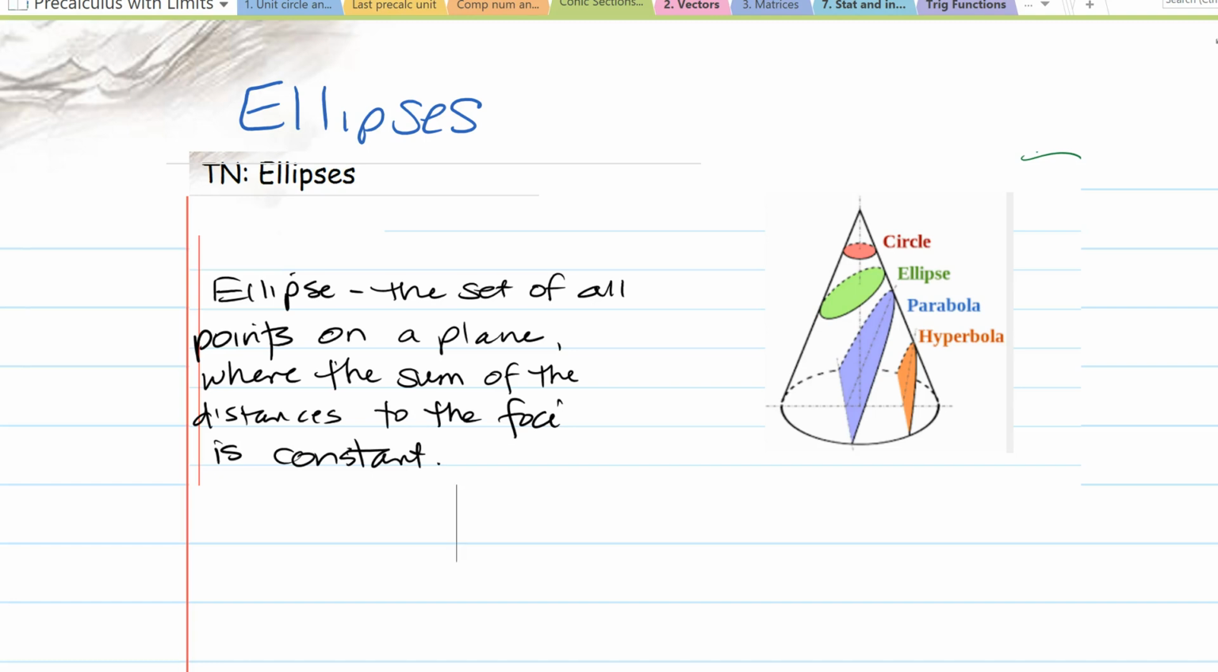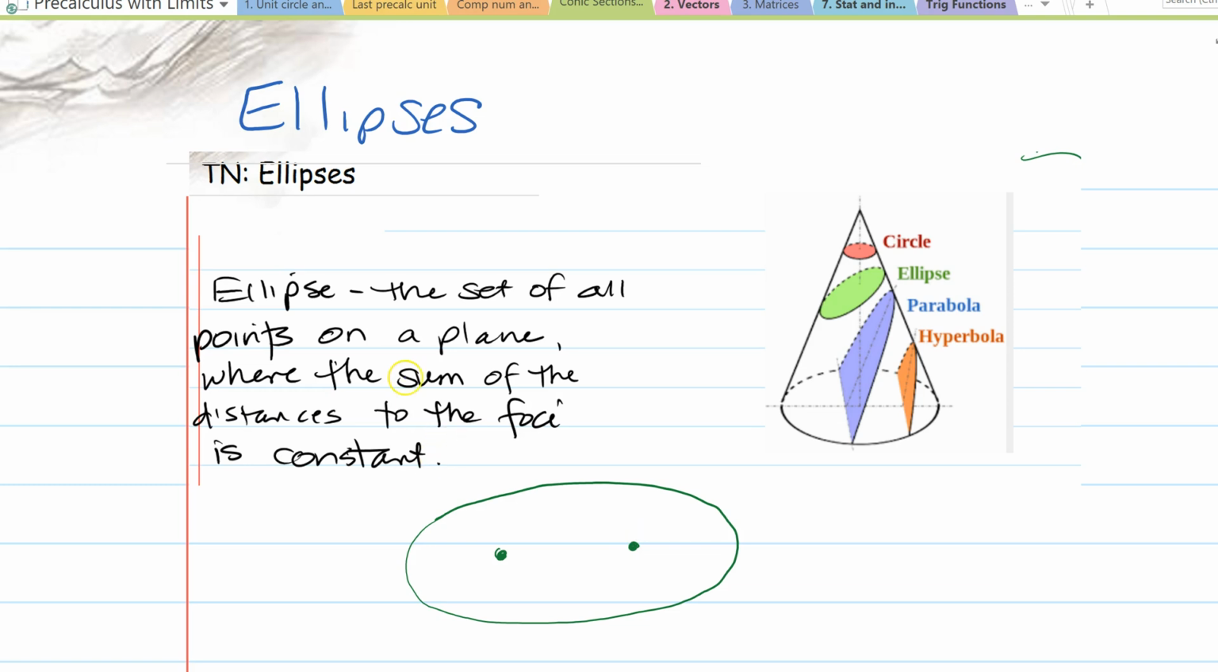Hi students, we're going to continue our work on conic sections by looking at the ellipse. Now this ellipse is a set of all points on a plane where the sum of the distances to the foci is constant. Now the foci is actually plural for focus. So there's a focus here and there's a focus there, guesstimating where they are.